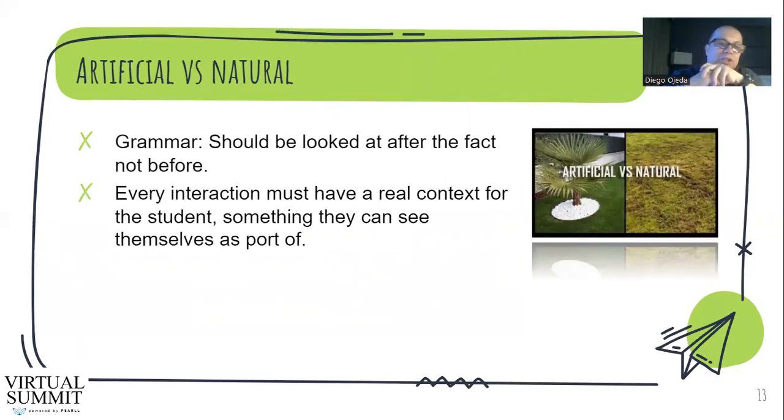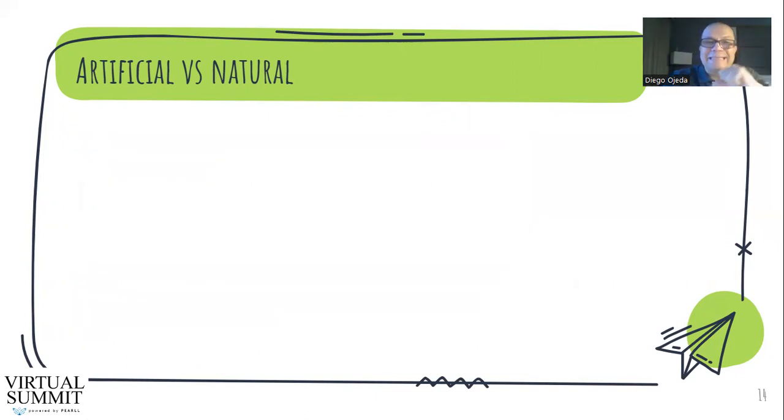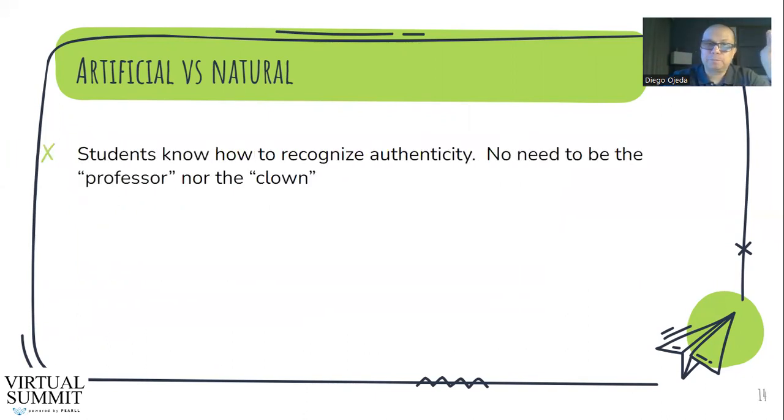So every interaction must have a real context for the student, something they can see themselves as part of. And the first language can be used to start or to direct a topic or conversation, but not to reinstate what has been said in the target language. I talked about this before. We are not the human translators, okay? Let's make this natural, not artificial.